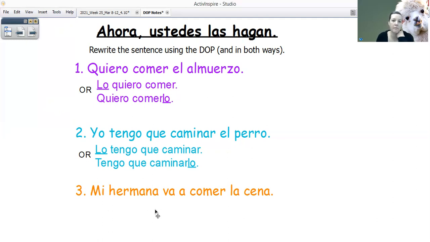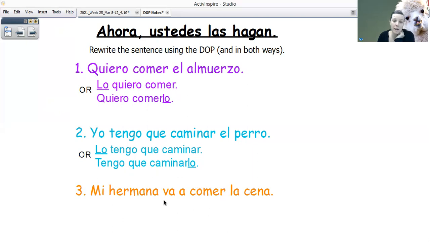So mi hermana va a comer la cena. My sister is going to eat dinner. What is she going to eat? The dinner. It gets replaced with la, right? It, la. And that la can go in two places. You rewrite your sentence and put the la where it belongs, with an arrow if you prefer. La goes before the conjugated verb, or it can go attached.